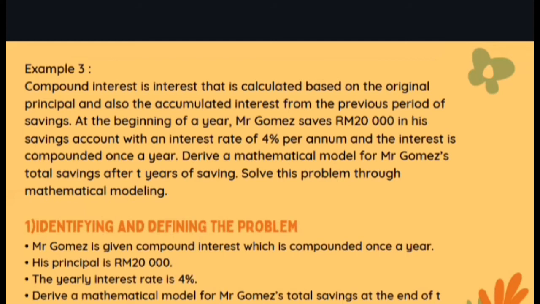The first step, identifying and defining the problem. Mr. Gomez is given compound interest which is compounded once a year. His principal is 20,000 ringgit. The yearly interest rate is 4%. So we need to derive a mathematical model for Mr. Gomez's total savings at the end of 3 years.